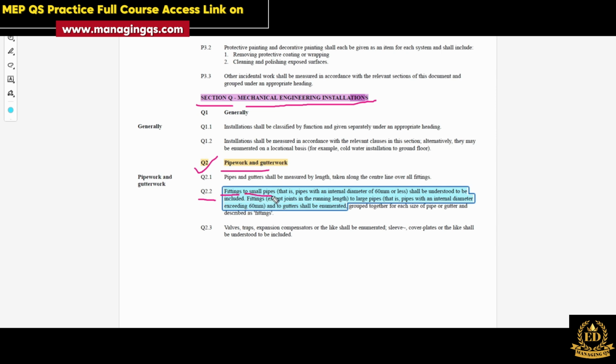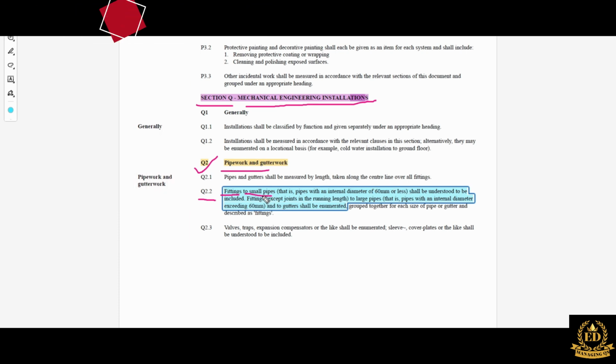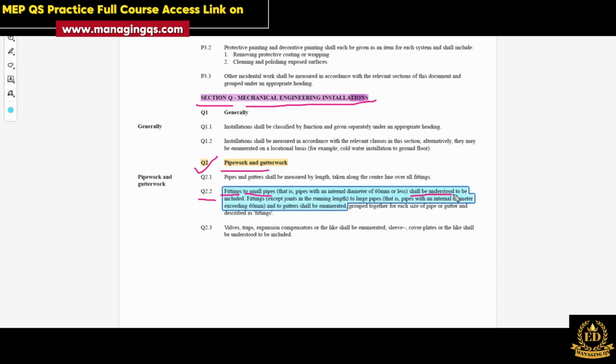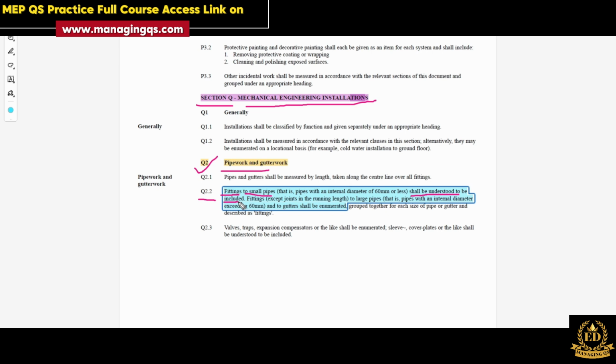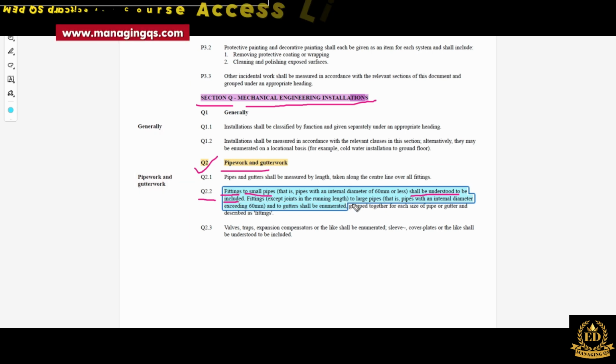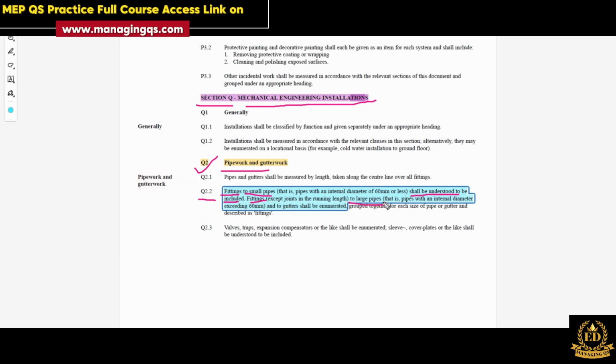The fittings to small pipe, as we already discussed in our previous session: below 60 diameter, pipe we can call a small pipe. So these small pipe fittings shall be understood to be included, meaning no need to calculate them separately. Then the fittings for the large pipe, meaning internal diameter of the pipe above 60, shall be enumerated. Enumerated means counted. We have an answer for your question.